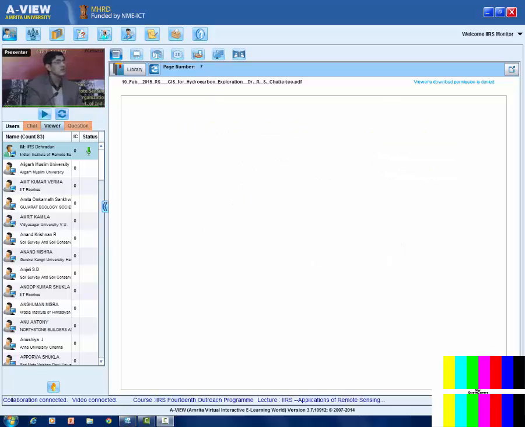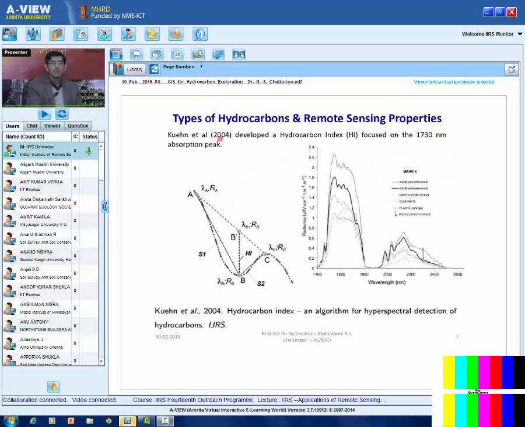Now, where oil and gas is coming out to the surface, this hydrocarbon can be detected either in the form of a direct signature or a contaminated soil signature. In 2004 he developed indices, like a mineral index and a snow index, different kinds of indices. So there is a hydrocarbon index he proposed.